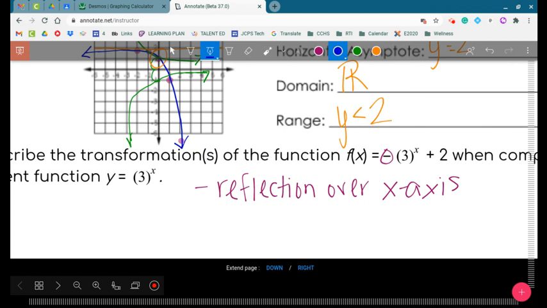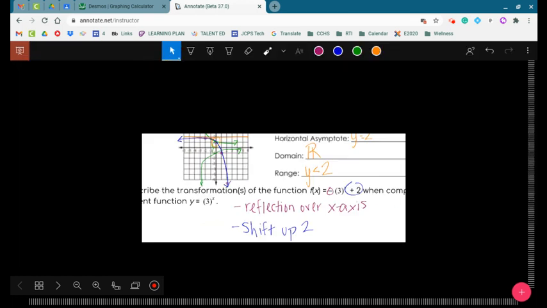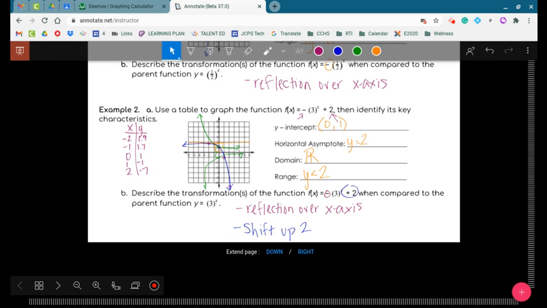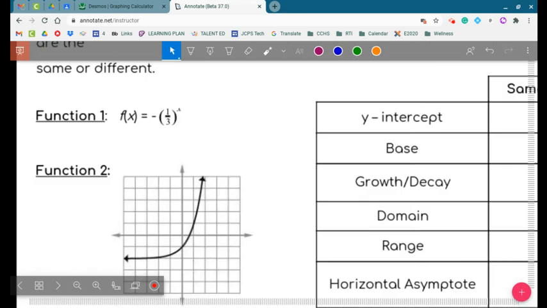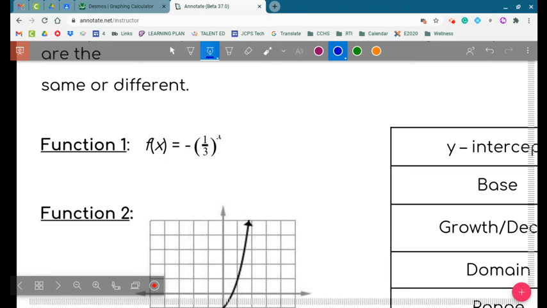The second thing that happened was this +2, which was a shift up 2. Okay, let's go into the back page, and let me know if you guys have any questions. I'm trying to do my best to explain this over a video. It says compare the characteristics. So first we want to get this one graphed.